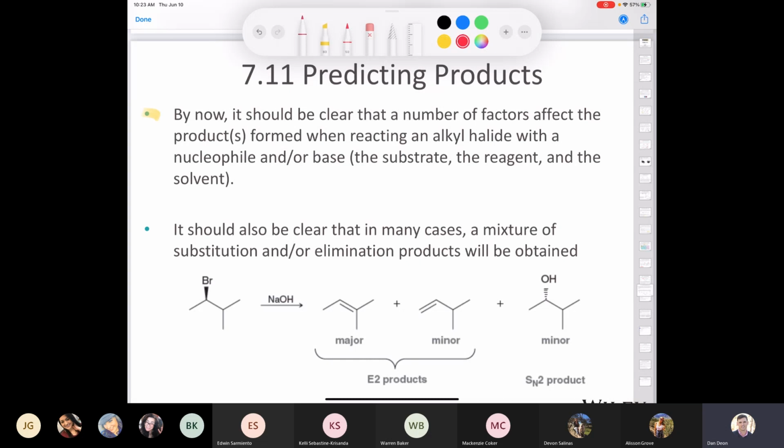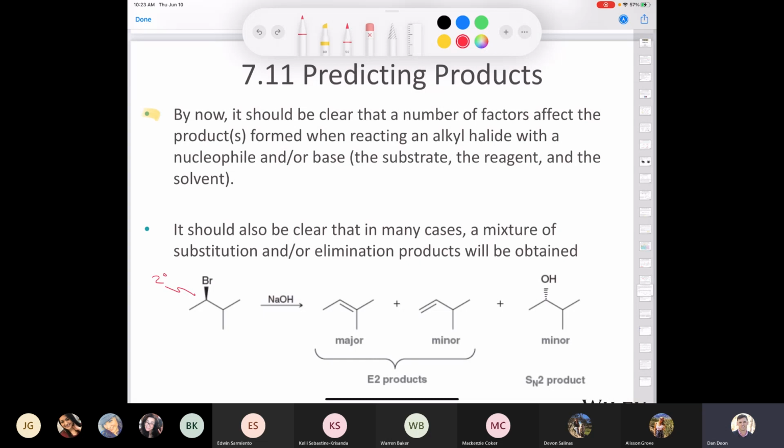Right here, we have a secondary alkyl halide. We have a strong base, right? Hydroxide is a strong base. It's also a good nucleophile. And so we can get some substitution. You see that we get some substitution here. But the substitution on a secondary alkyl halide is never going to be as effective as it is on a primary or a methyl halide. And so the major product that you get when you have a strong base, strong nucleophile with a secondary substrate is actually the elimination products.